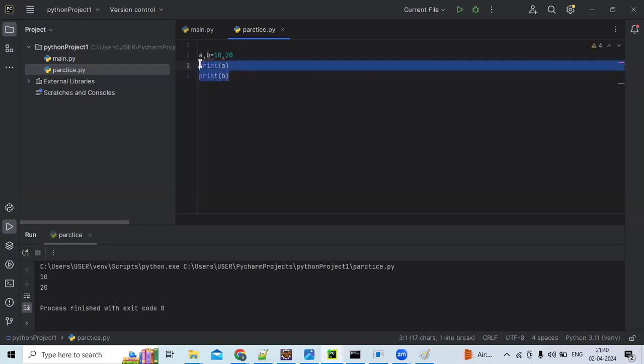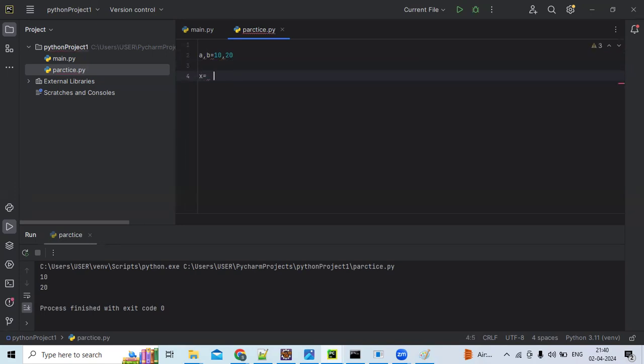So now x equal to 30 if A less than B, else 20. Guys, can you understand? This is the condition for the ternary operator. If the condition works, the left side value will be assigned to x. If it fails, the else value will be assigned. Is it okay, guys?